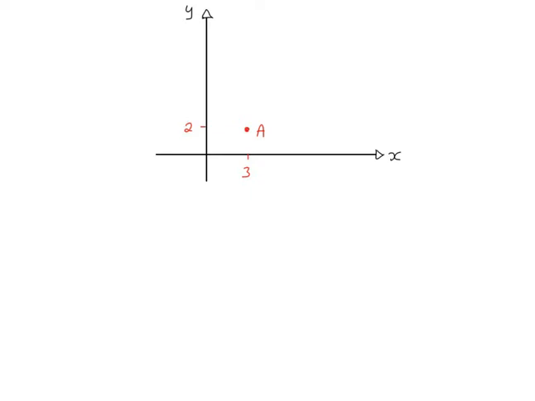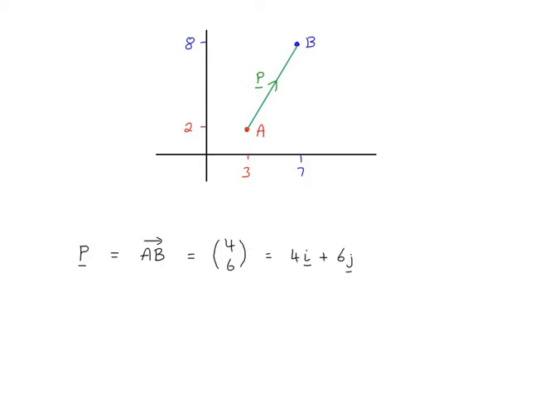So point A with coordinates 3, 2, point B with coordinates 7, 8, and the vector p takes you from A to B. So we can write vector p as AB. So p is in lowercase, these letters are uppercase.